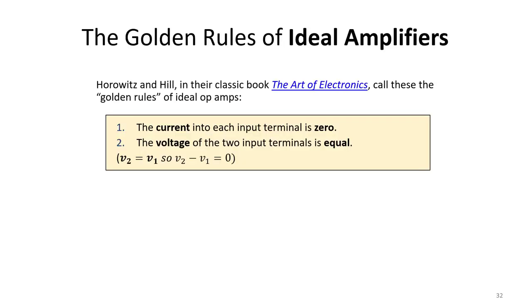So remember, the golden rules of our ideal op-amps are pretty straightforward. We assume the current going into each input terminal is 0. And we also assume that the voltages of the two input terminals are equal.